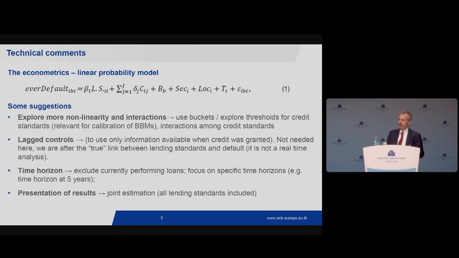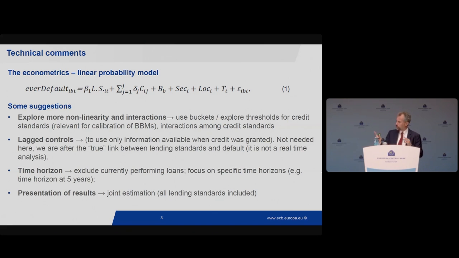The second point on non-linearity is the interactions among credit standards. So what if two credit standards are high risk? Does it amplify the effect on the default risk? There is something there, but I think even there could be more. And again, the interaction with the buckets could be interesting.